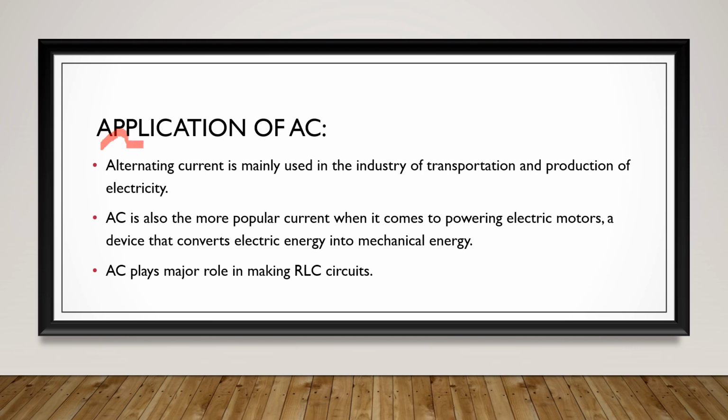What are the applications of AC? Alternating current is mainly used in the industry of transportation and production of electricity. AC is also the more popular current when it comes to powering electric motors, a device that converts electric energy into mechanical energy. AC plays a major role in making RLC circuits.